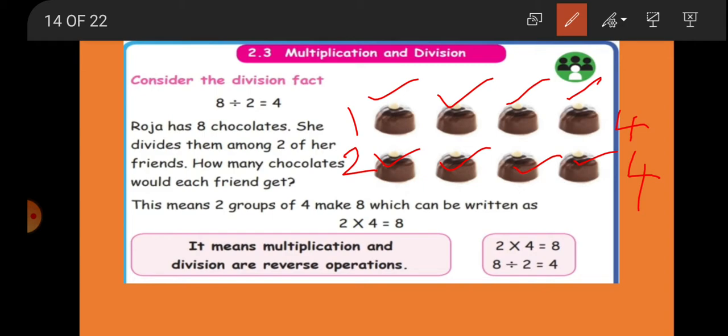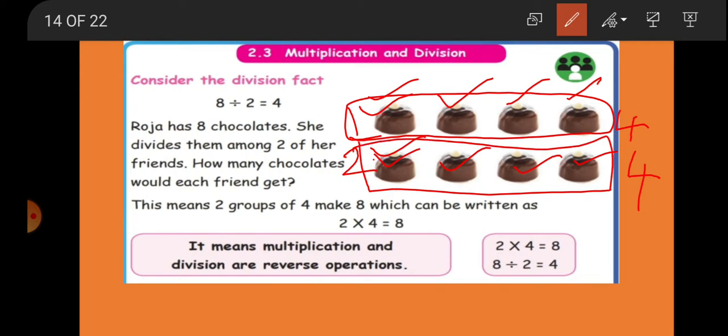This means 2 groups. So 1 group, 2 groups. 2 groups of 4. How many? 2 groups of 4 each makes 8. So 2 into each group 4, so 4 twos, we get 8.